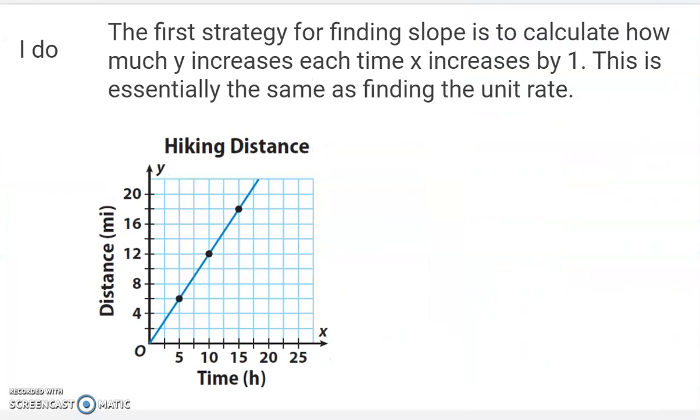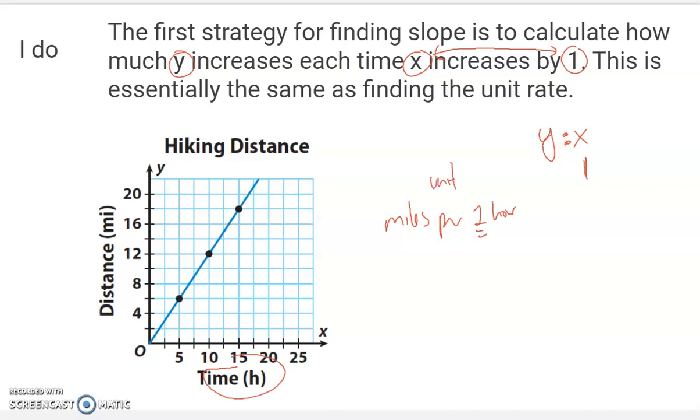So here we go. The first strategy for finding slope is to calculate how much y increases each time x increases by 1. This is just that on the last slide. X increases by 1. We're going to find a y to x ratio where the x is 1. So in this case, this is essentially the same as finding the unit rate. We're going to be looking at miles per hour, per 1 hour. If we find that unit rate, that's going to be the same as the slope of this graph. It's tricky on this one to find, but we can do it.